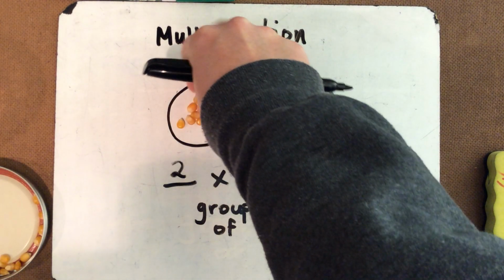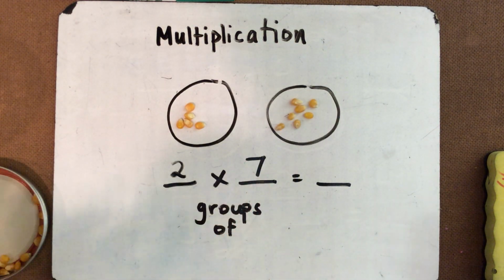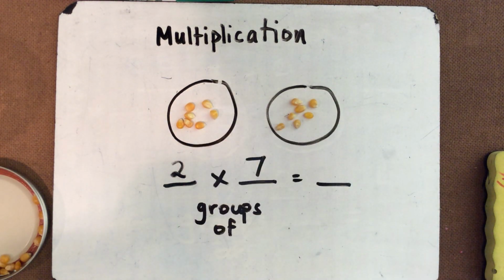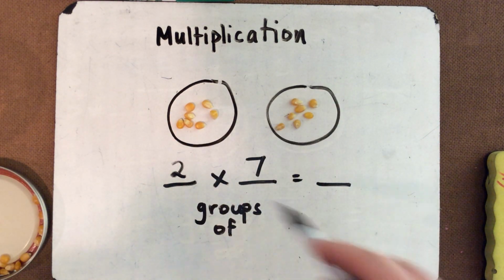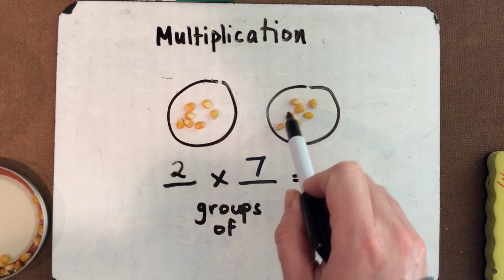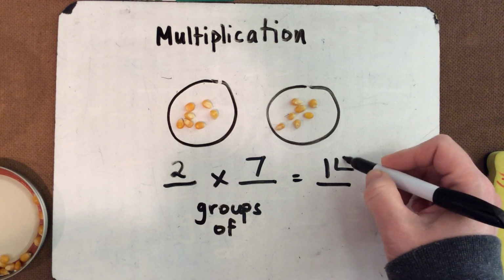If I had 5 in this one and 7 in this one, what number would I write here? You can't. You don't know. So that's why you have to have equal groups. So I have 7 in each. And what is 2 times 7? So now I can count the kernels. 1, 2, 3, 4, 5, 6, 7, 8, 9, 10, 11, 12, 13, 14. 2 times 7 equals 14.